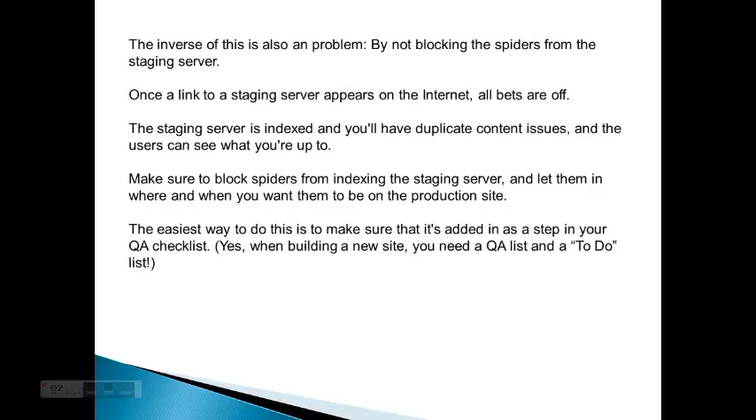The inverse of this is also a problem: not blocking the spiders from the staging server. Once a link to a staging server appears on the internet, all bets are off. The staging server is indexed and you'll have duplicate content issues, and the user can see what you're up to. Make sure to block spiders from indexing the staging server and let them in where and when you want them to be on a production site. The easiest way to do this is to make sure that it's added in as a step to your QA list. Yes, when building a new site, you need a QA list and a to-do list.